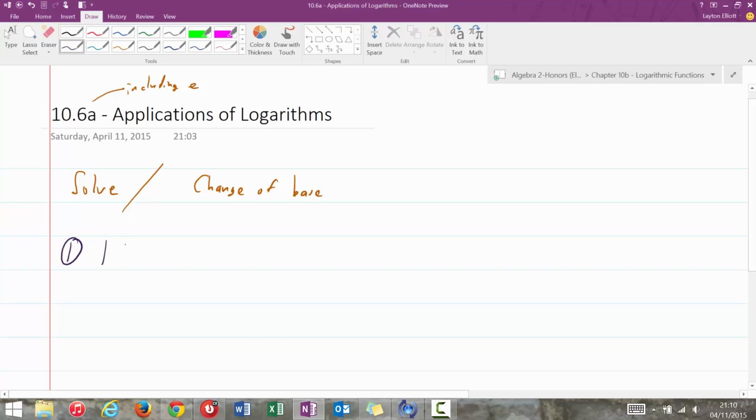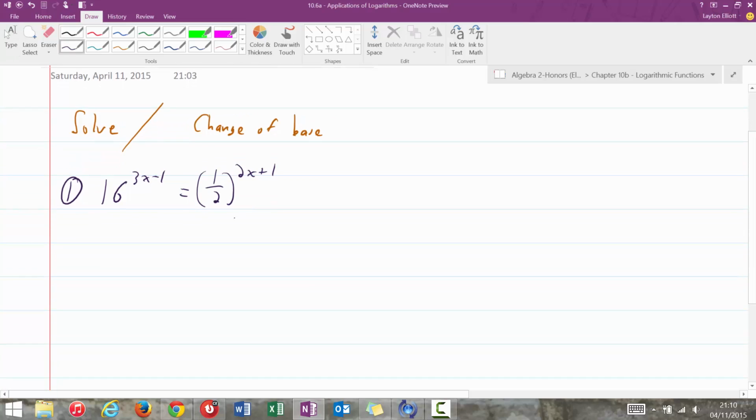Here's a basic solve. 16 to the 3x minus 1 is equal to 1/2 raised to the 2x plus 1. Now, one thing I can note with this is we can go back to methods that we did before. 16 is the same as 2 to the 4th power, and 1/2 is the same as 2 to the negative 1 power. They can both be expressed with a common base of 2. And I can use my power of powers rule to say that this is the same as 2 to the 12x minus 4, and this is the same as 2 to the negative 2x minus 1.